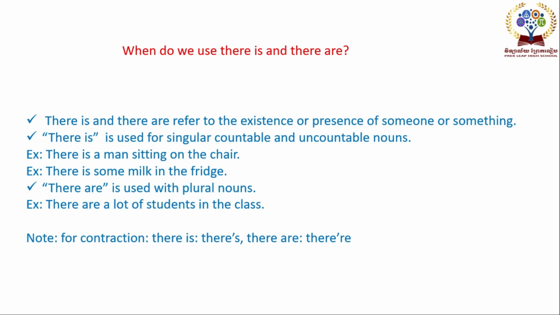For example, there is a man sitting on the chair. So in this sentence, it is a singular count noun, a man. Okay. Another example is that there is some milk in the fridge. So some milk here is an uncountable noun.